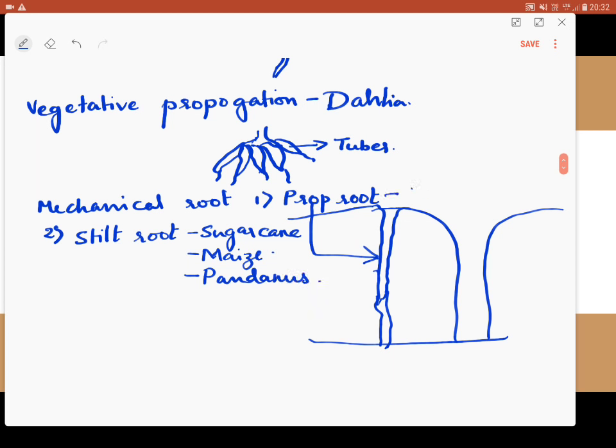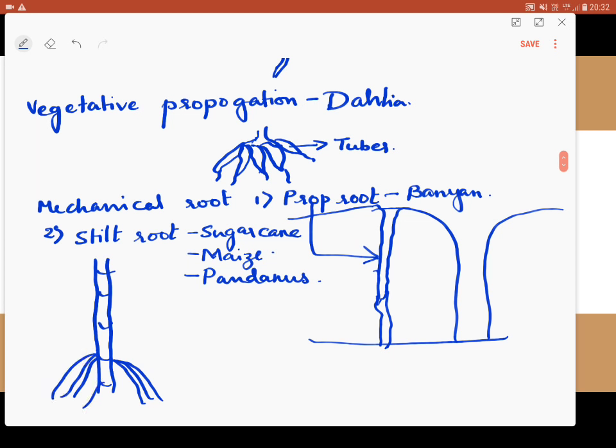So, I will write here prop root, banyan. So, how does stilt root come? Now, assuming this is a sugarcane and it has nodes and internodes, from the lower nodes you can see a lot of roots growing, and this happens only from the lower nodes. This is called stilt root, which is held for mechanical support.